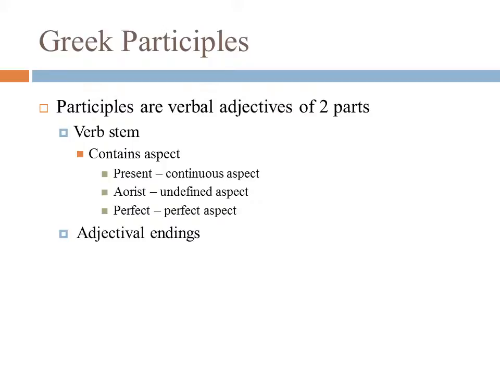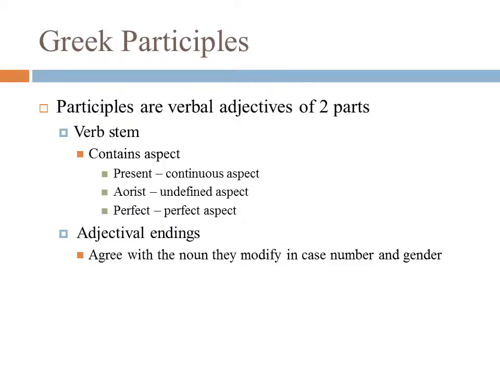The second part is adjectival endings. At the ending, we're going to have adjectival endings. And this makes sense because we have case, number, and gender in Greek, and all adjectives, whether they're participles or regular, must be able to express case, number, and gender, so we know what noun or pronoun they're associated with. So they agree with the noun or pronoun they modify in case, number, and gender.